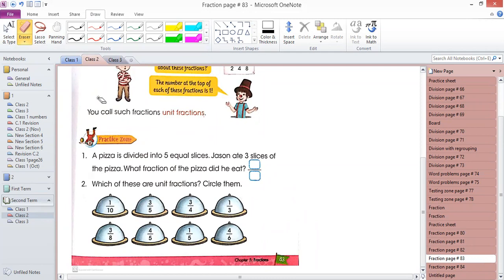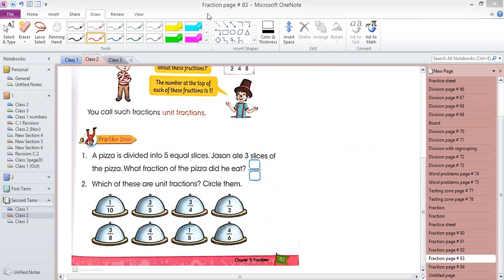A pizza is divided into 5 equal slices. Jason ate 3 big slices of the pizza. What fraction of the pizza did he eat?